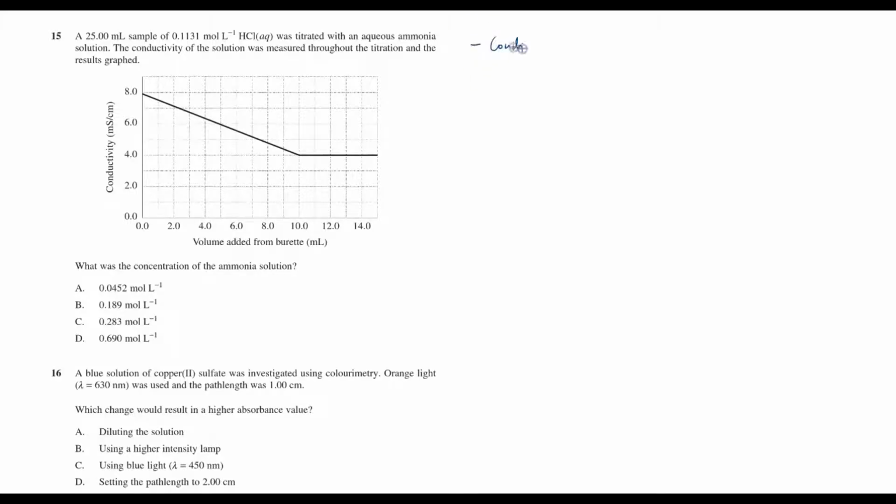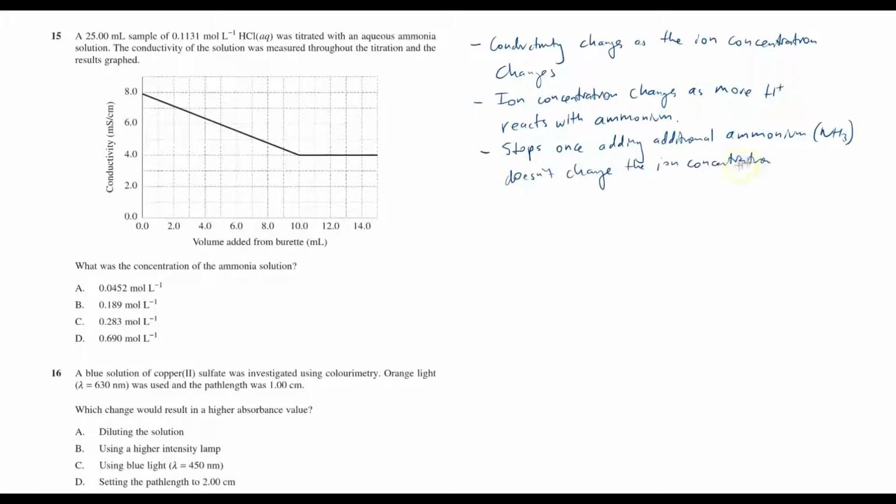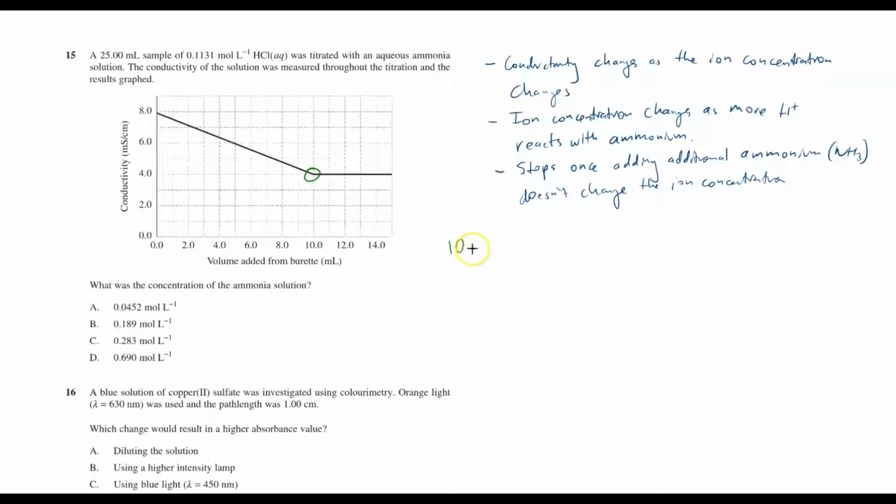The first thing to note is that conductivity changes as the ion concentration of the solution changes, and the ion concentration changes as more hydrogen ion reacts with ammonia. The conductivity stops changing once adding additional ammonia doesn't change the ion concentration. That is, once the hydrogen ion concentration doesn't change. On this plot, we can see that happens here. This is at the 10 ml point, therefore telling us that 10 ml of ammonia solution was needed in order to titrate the 25 ml of 0.1131 molar HCl.